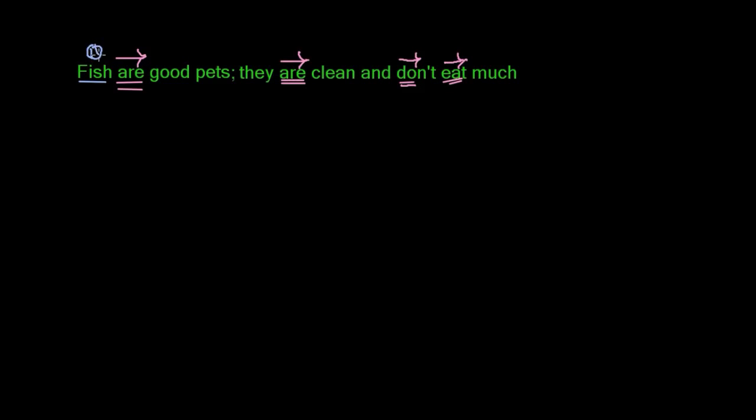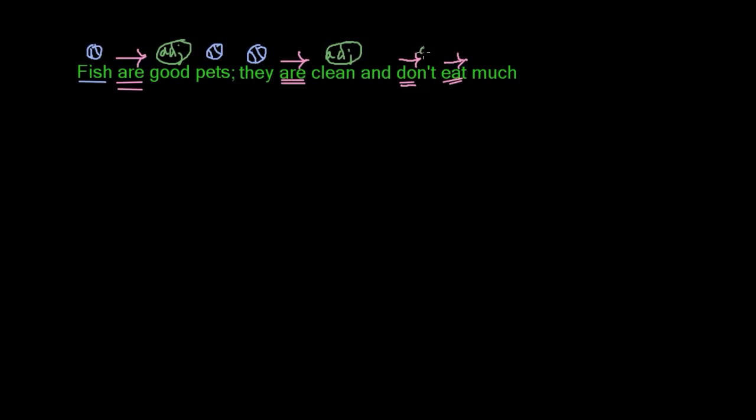Our subject in the first independent clause is fish. What are fish? Fish are pets. Our predicate nominative, subject complement, in this case a predicate nominative. Our subject in the second independent clause is they, which refers back to fish. We have the adjective good, modifying pets. We have the predicate adjective, our subject complement, clean, which is an adjective.